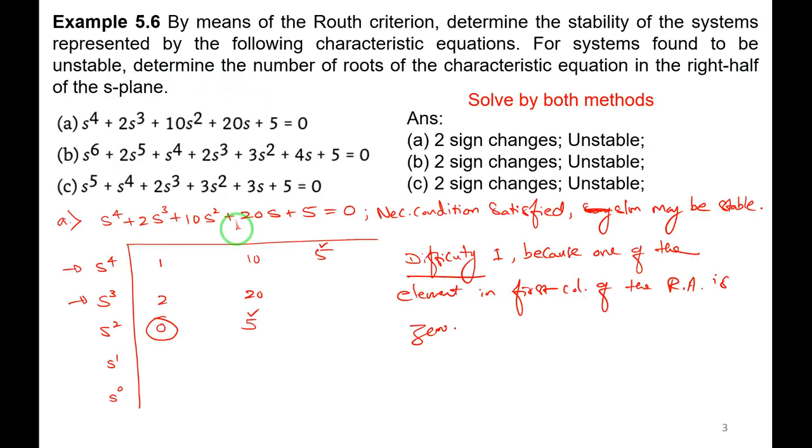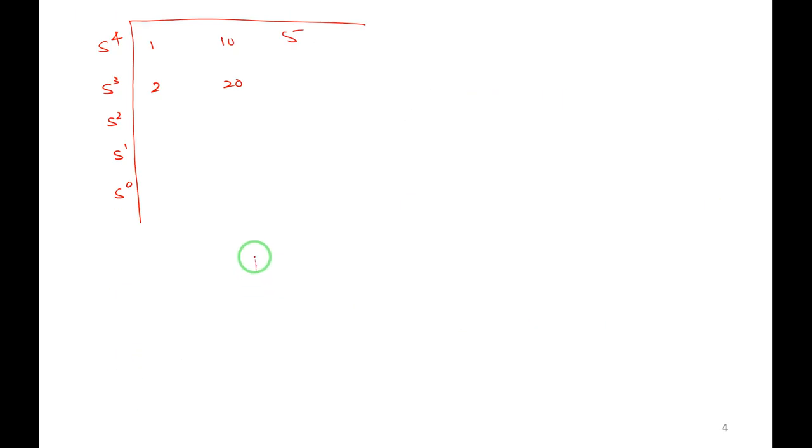S power 4, so 1, 10, 5. Then next 2, 20. Yes, we know that we are getting 0. Replace this 0 by small value epsilon. This 5 as it is. I will replace this 0 by the small value epsilon, right? So, epsilon and 5. So, I will replace it here, epsilon and 5. So, this is constant, right? Okay. So, epsilon is a small positive number.